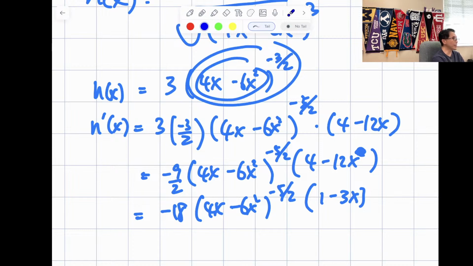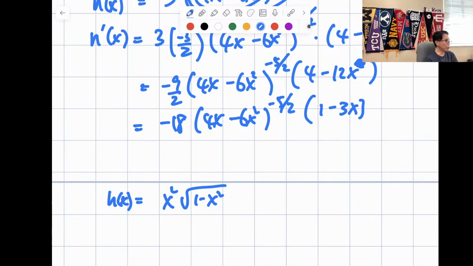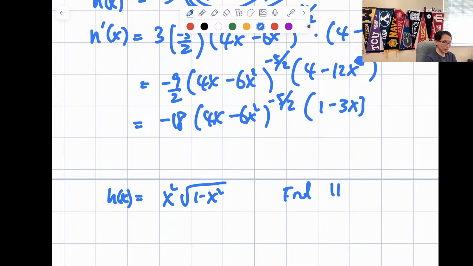Alright, so the next part, everybody has to pay attention. I think Rajesh needs to pay attention because he probably doesn't know how to do this part. So the next part is x squared times the square root of 1 minus x squared. So the product rule, and in this particular question, the way I will probably ask is I will ask you to find horizontal tangent. So I will say find horizontal tangent.